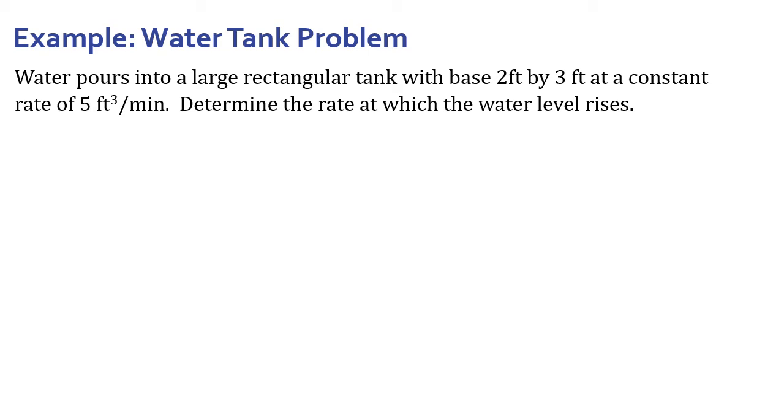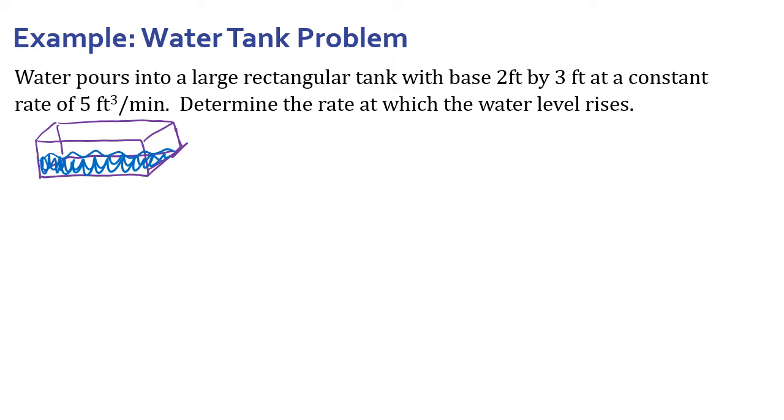Water pours into a large rectangular tank with base 2 feet by 3 feet at a constant rate of 5 feet cubed per minute. Determine the rate at which the water level rises. Okay, let's draw an image of this. So if I've got a rectangular water tank, again, don't judge my drawing. Okay, kind of looks like that. Hopefully you can visualize we've got water. The water's pouring in, so obviously that water is going to be getting more. Okay, so I've got a picture of it.